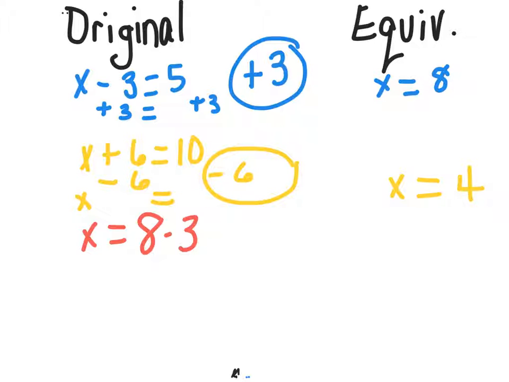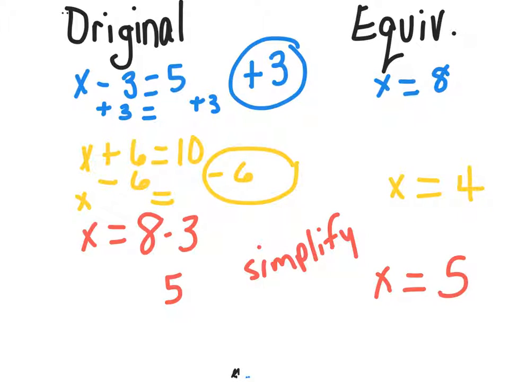And then the last one, we have x equals 8 minus 3. And now we must simply simplify here, because we don't need to add or subtract. In this case, we're just going to end up with 5, and so x equals 5, because the x was already isolated over there.